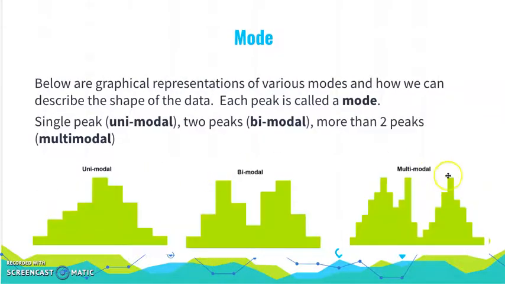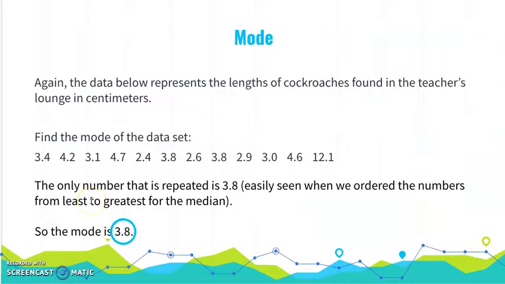Now, if we were to look at it graphically, unimodal would just be 1 highest peak, bimodal would be 2 equal highest peaks, and multimodal would be 3 equally high peaks, or more than that. Multimodal rarely occurs with real data. And if we're looking at this data, we see that the number that occurs the most is just 3.8. And that's all you have to do.